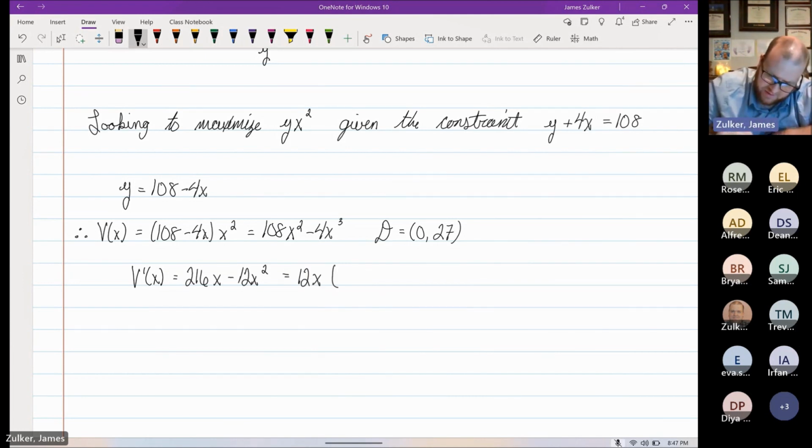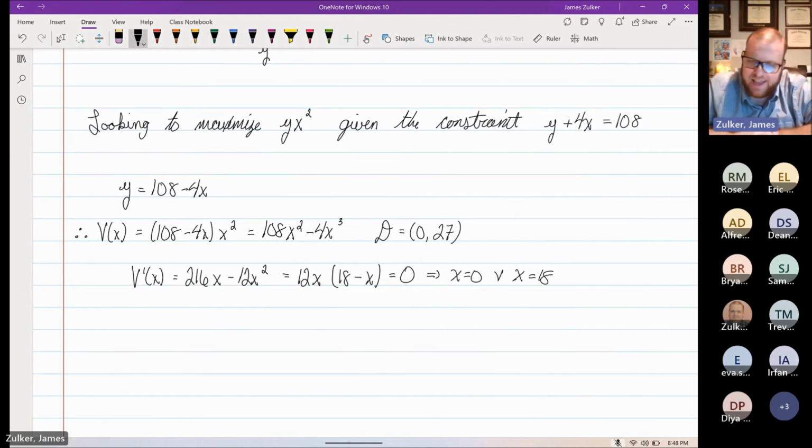Factor out a 12x. What are we left with? 18 minus x. We're going to get x is 0 or x is 18. But our domain is 0 to 27. It's going to be open, so it gives us a critical point of 18.